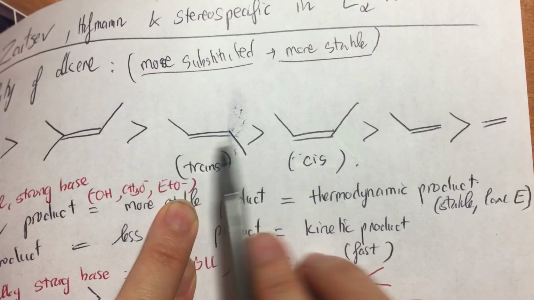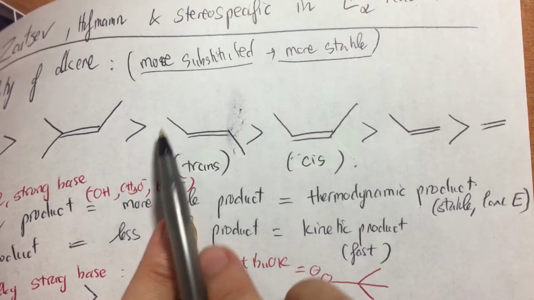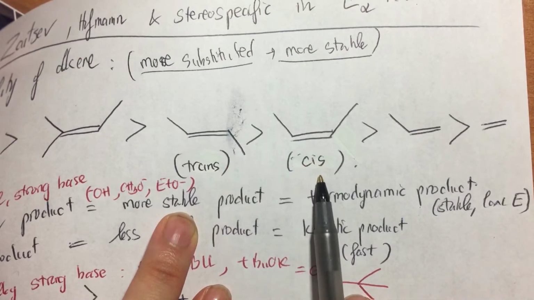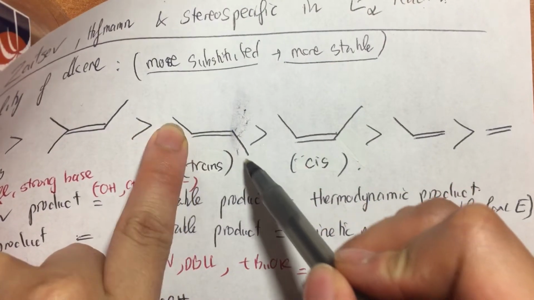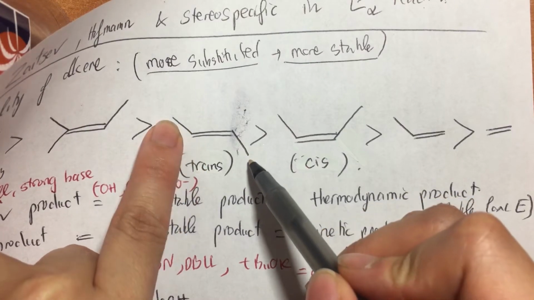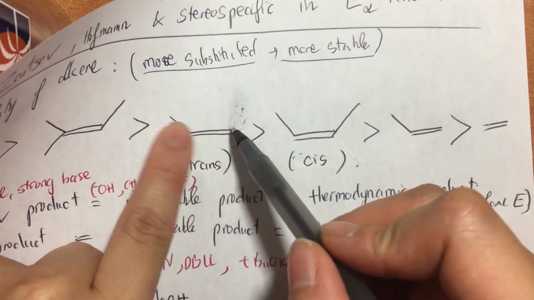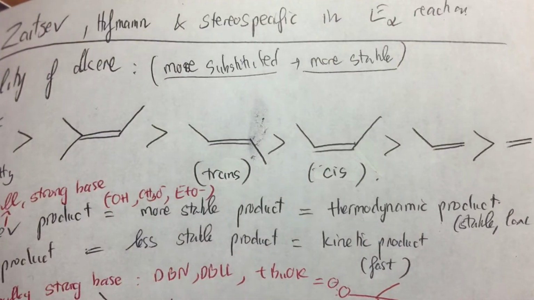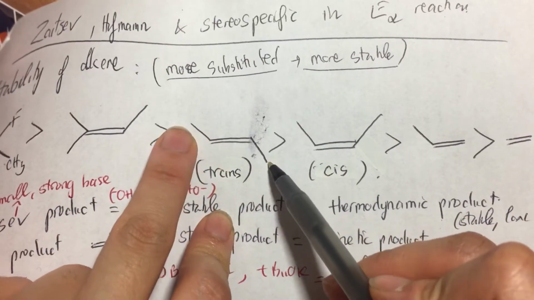But in the case of bisubstituted, we gotta distinguish between trans and cis. Trans is more stable than cis. Why? Because in trans, we have the two branches pointing the opposite way, so they do not interfere with each other. There's no steric interaction. That's why it is more stable, because they stay away from each other.